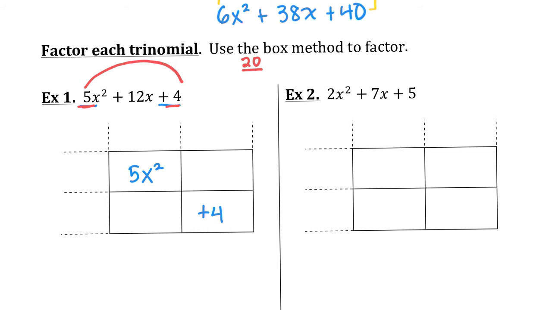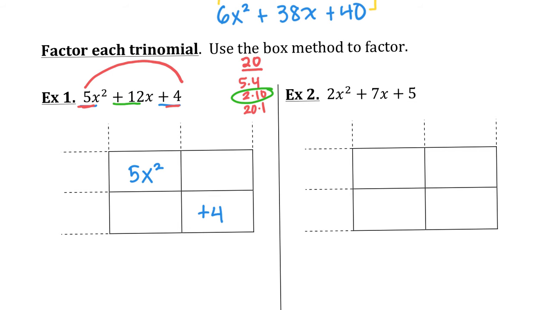Just like before, we're going to list the factors of 20, and then we're going to check and see which ones add up to the middle term, and that's going to help us figure out what goes here and here. So for 20, I could do 5 times 4. I could do 2 times 10. I could do 20 times 1, and if you forget your factors, check your factor list. Now they do have to add up to 12. So 5 plus 4 is 9, 2 plus 10 is 12, so it must be 2 and 10.